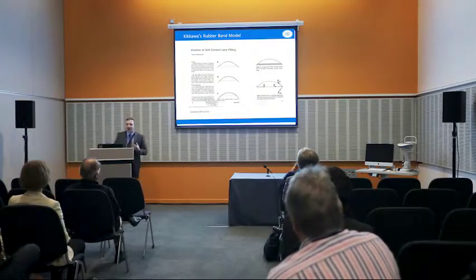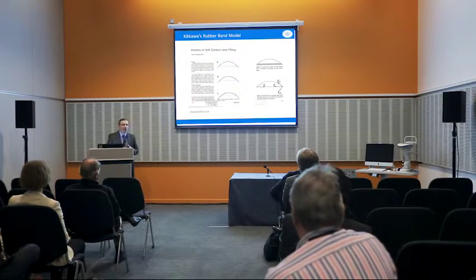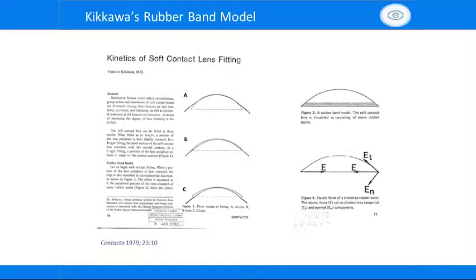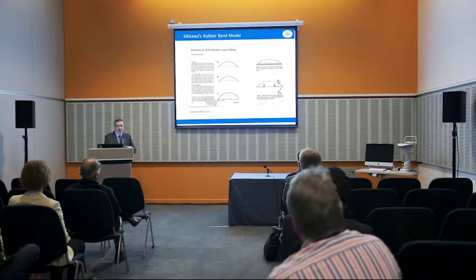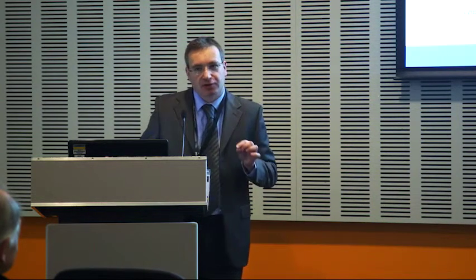And why is that? Well, Kakawa in 1979 proposed a model where the soft contact lens can be thought of as a series of concentric rubber elastic bands. And depending on how that peripheral profile of the eye changes, the lens will either be stretched or it will actually be loose and will flap, if you like. So the notion that a soft contact lens just sits on the eye and drapes, yes, it does, but it is profoundly affected by the peripheral ocular topography.